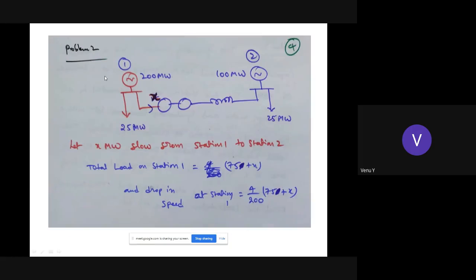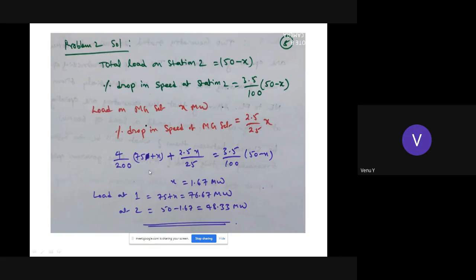Therefore, MG set and station 1 both are connected directly, and this is nothing but one control area. This is the second control area. In between, the transmission line is there. This is the reactance. Hence, the sum of drops in speeds in station 1, 4 by 200 into (75 plus x) plus 2.5x by 25, equals 3.5 by 100 into (50 minus x). Therefore, by solving this equation, x is equal to 1.67 megawatts.